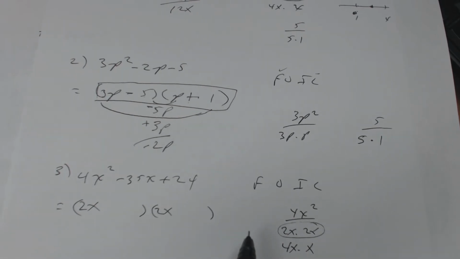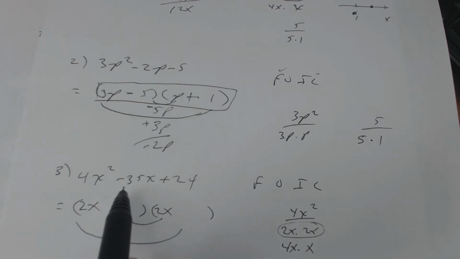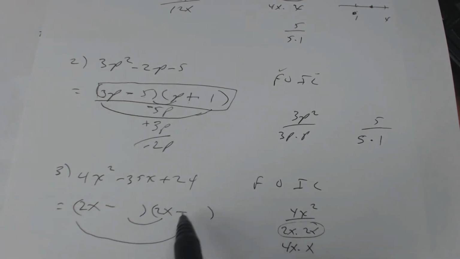That's trial and error. All right, now the last sign is positive. So right away, that's going to be the easy kind because the signs in here have to be the same. And we know from our discussion earlier that if I want the outer and the inner to be negative, that means that the operation has to be a subtraction symbol.